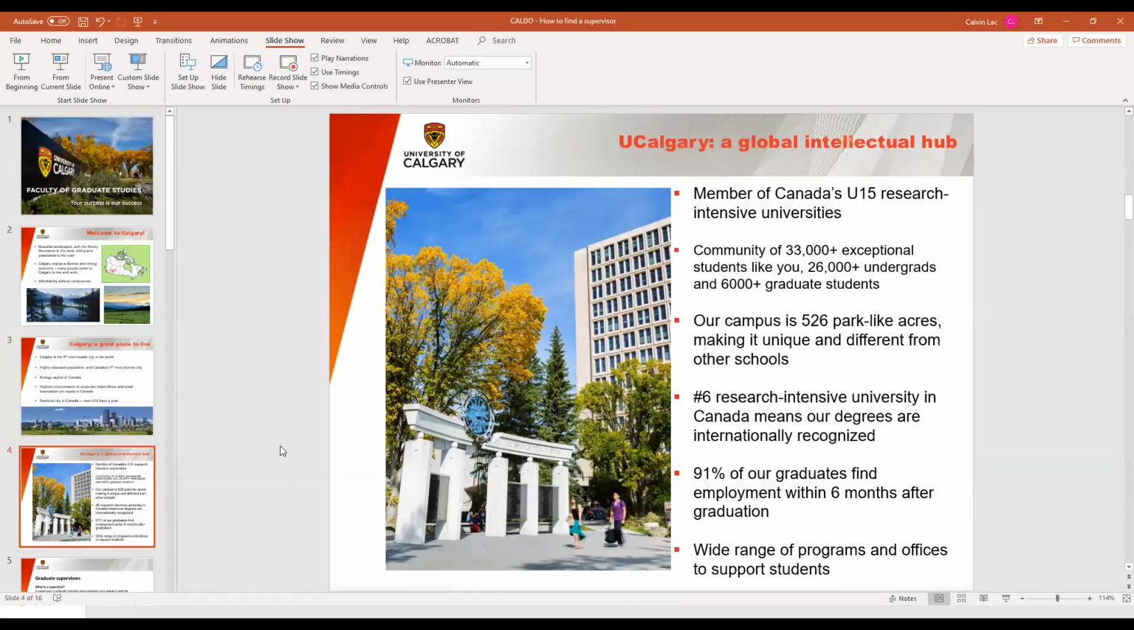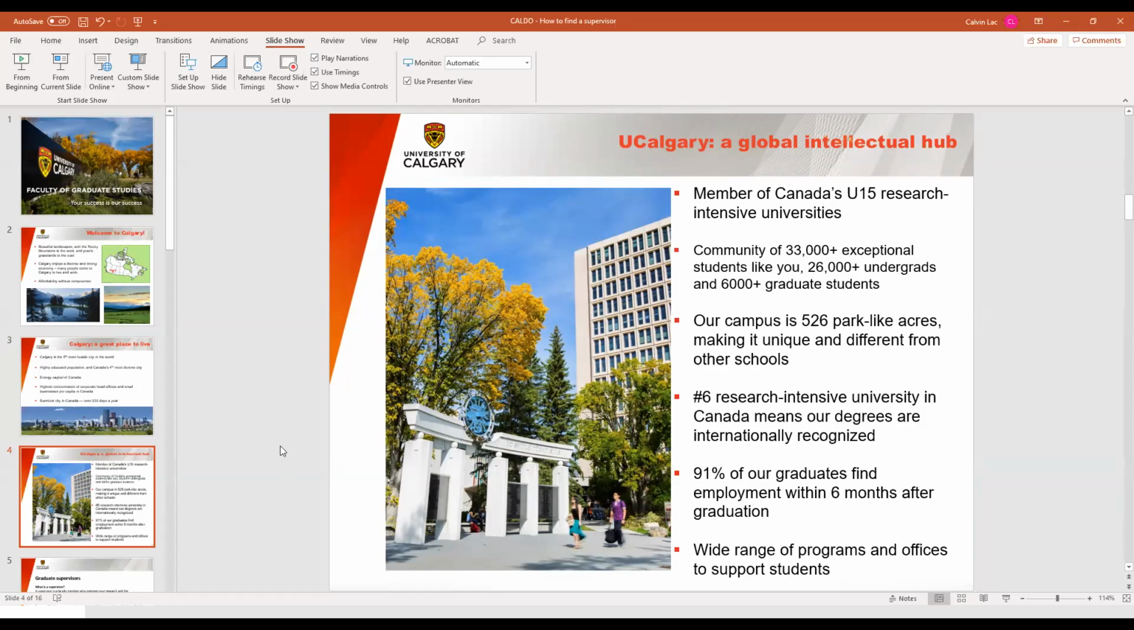A little bit about the University of Calgary. As Bibiana mentioned, we are a member of Canada's U15 Research Intensive Universities. We have over 33,000 students at the University of Calgary, 26,000 plus undergraduates and 6,000 plus graduate students. And about 30% of our graduate population are international students.